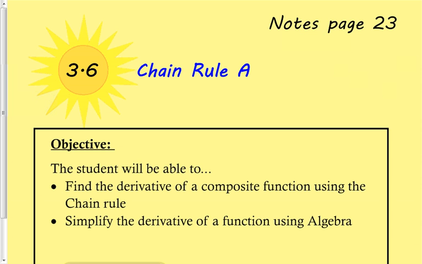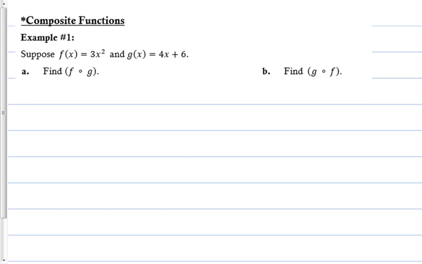Okay, 3.6 chain rule, part A. So chain rule has to do with composite functions. Before I actually go into chain rule, I want to talk about composite functions. Composite functions are functions made up of two other functions, basically.